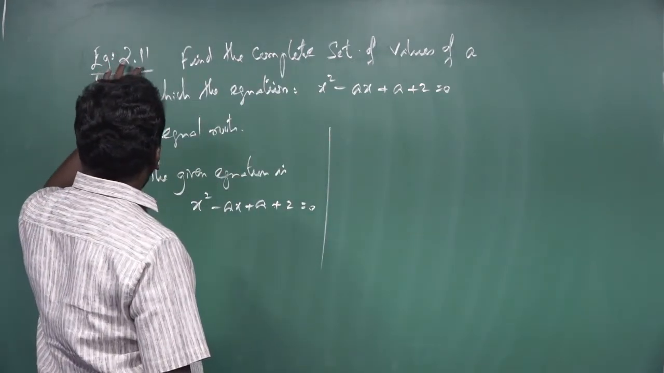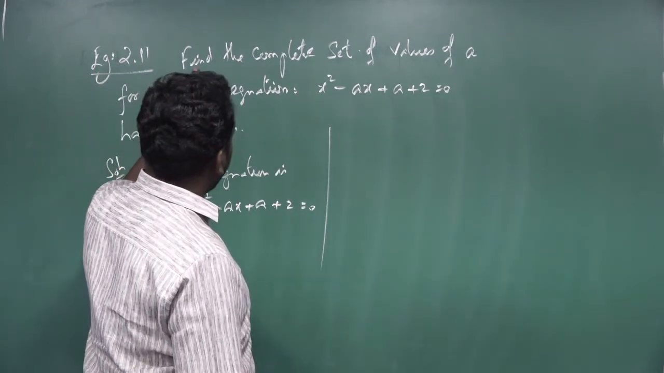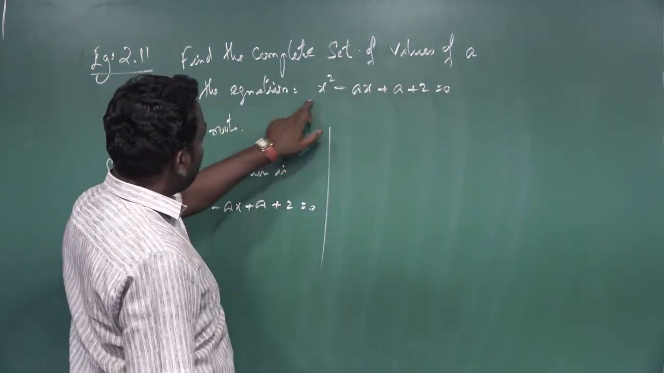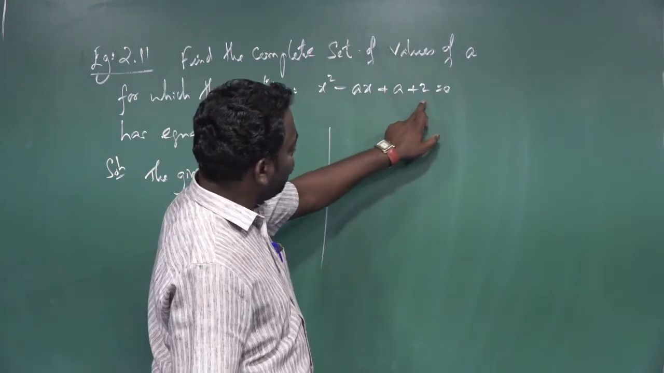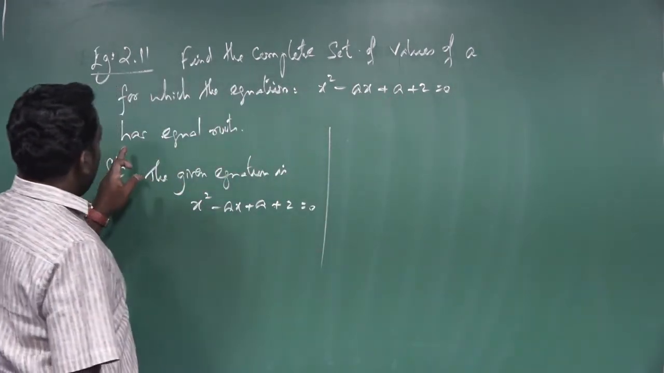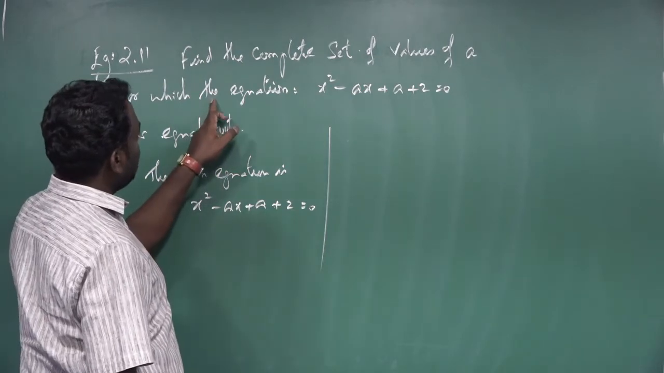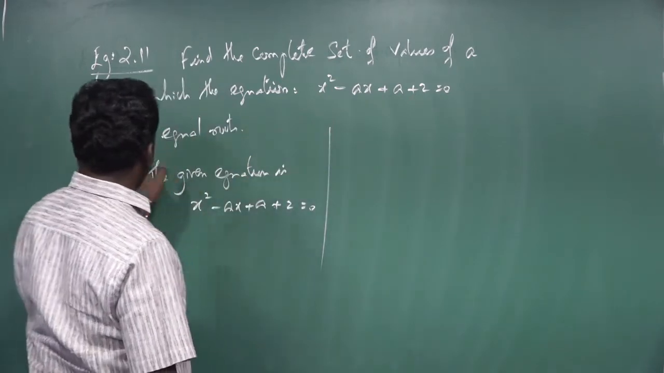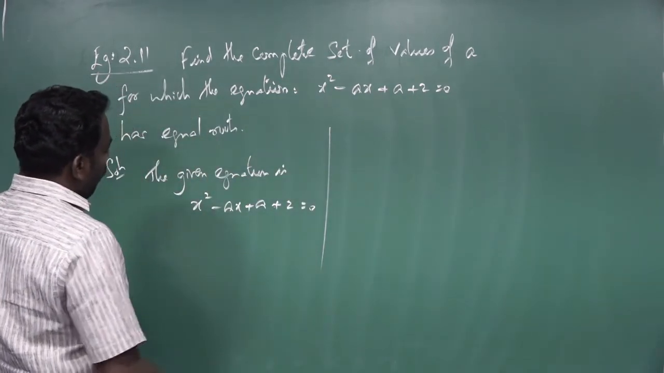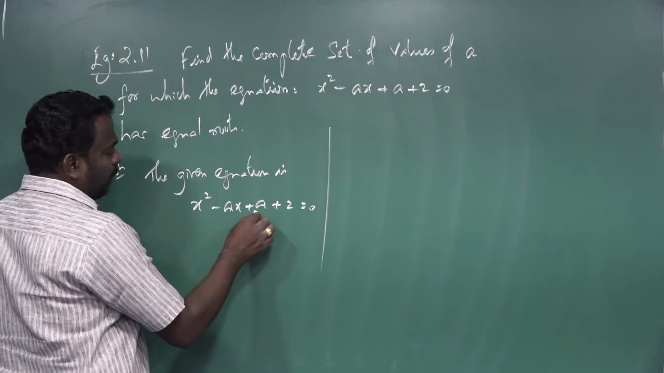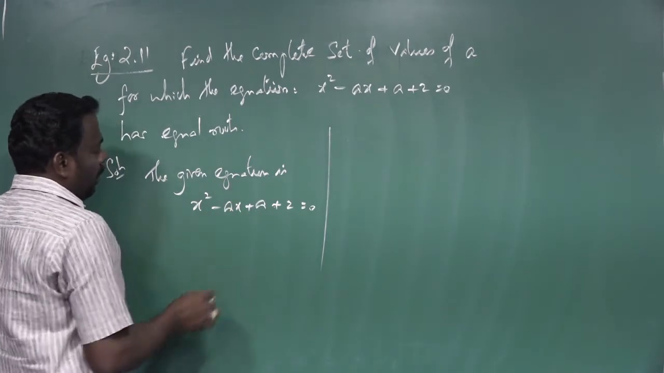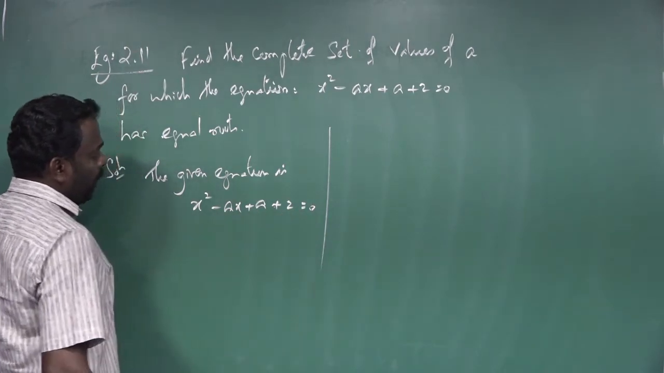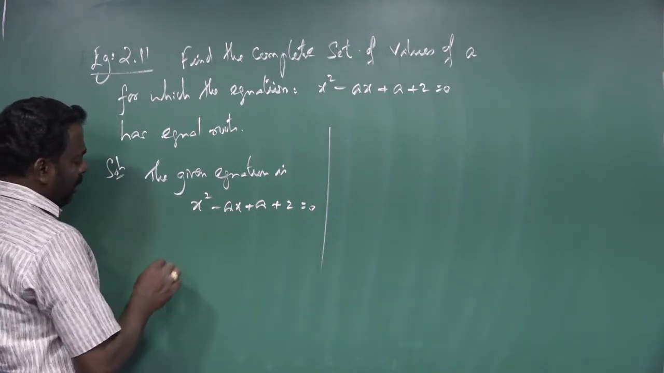Next, example number 2.11. Find the complete set of all values of a for which the equation x square minus ax plus a plus 2 equal to 0 has equal roots. Now from the given equation x square minus ax plus a plus 2 equal to 0, first find the A, B, C values.